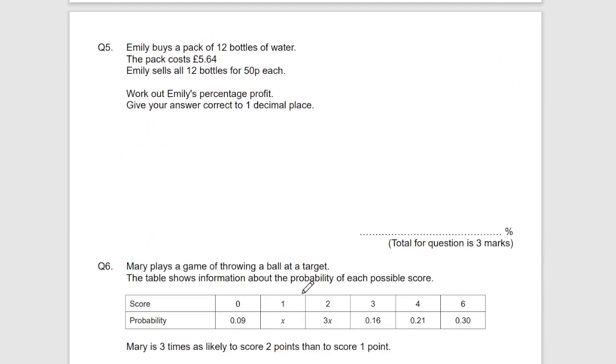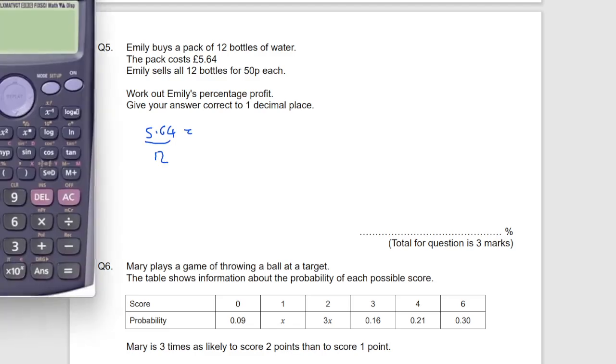Okay then, question 5. Emily buys a packet of 12 bottles of water. The pack costs £5.67. Emily sells each of the 12 bottles for 50 pence each. Work out Emily's percentage profit. So I'm going to go for doing it this way. I'm going to say that £5.64 divided by 12 is going to be the amount of money she makes on each bottle.